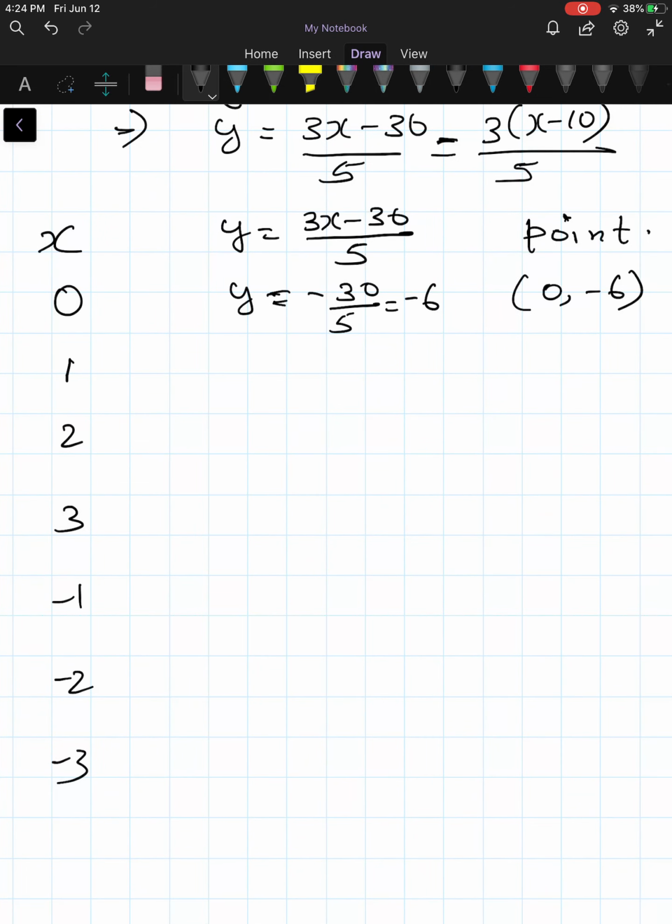Next you have x is equal to 1. So y would be (3 minus 30) divided by 5. That would give us -27 divided by 5, that is nothing but, in decimal format, -5.4.